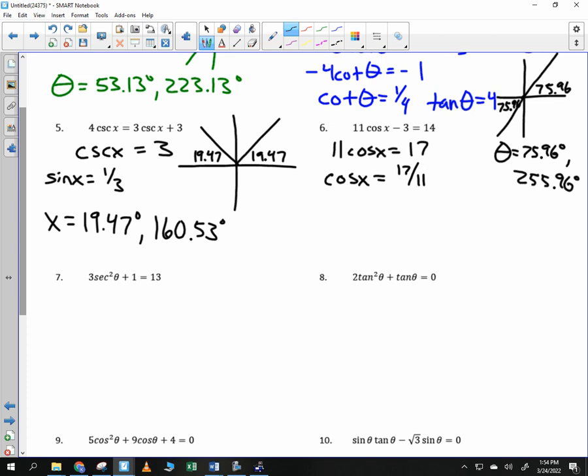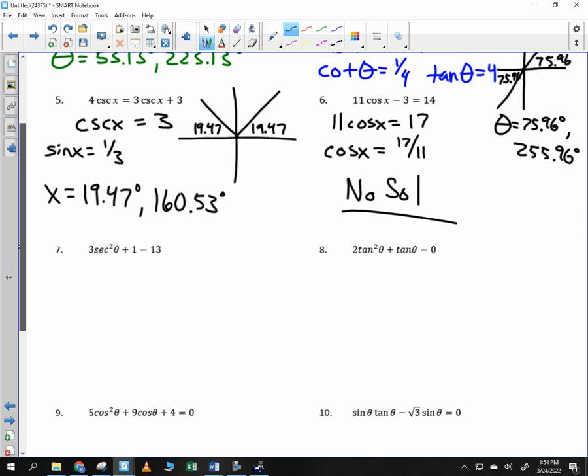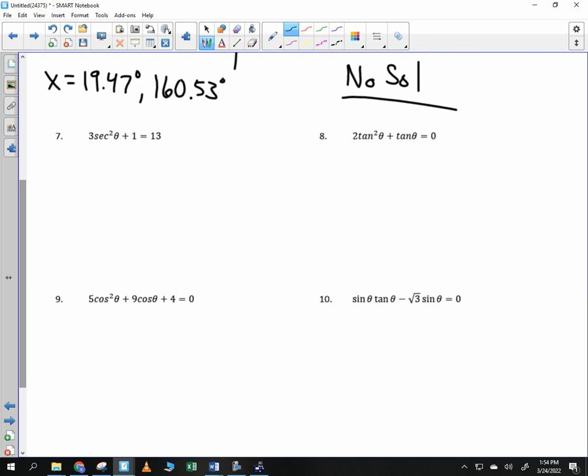So if you end up with this, what's the answer? No solution. I love those problems. Yep, you love the no solution problems. You don't have to do any work and you're like, yeah.